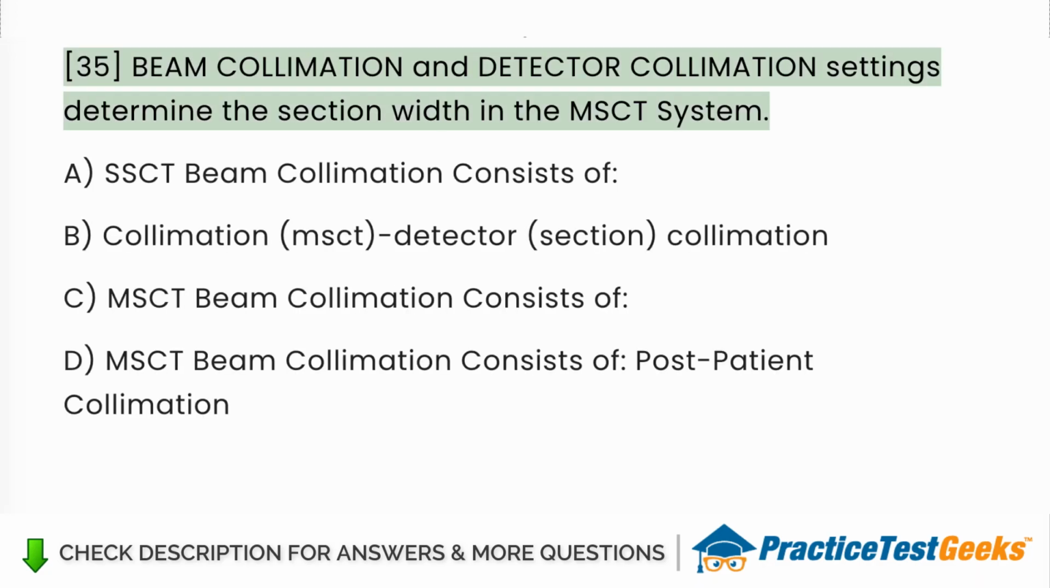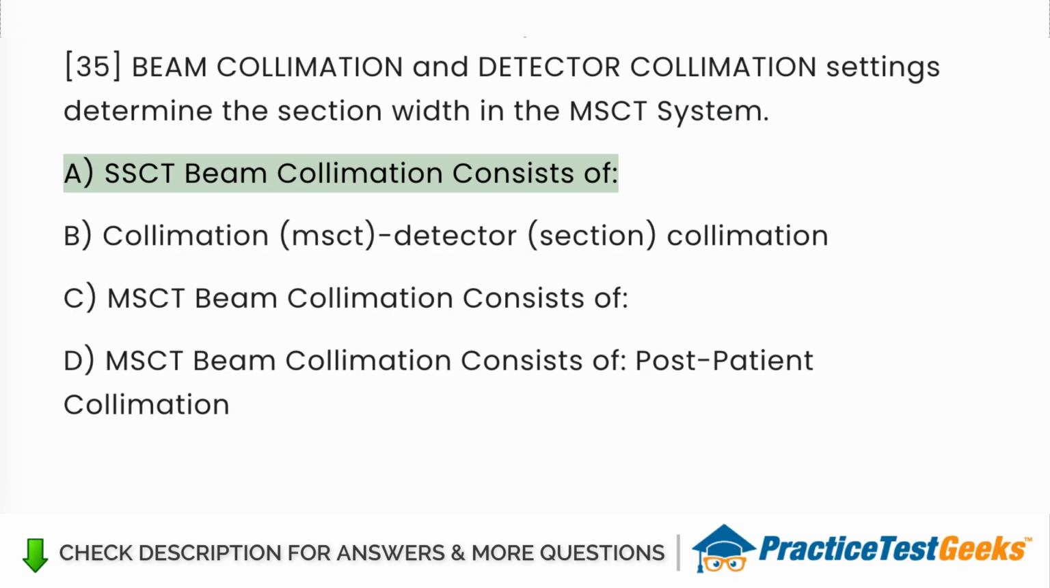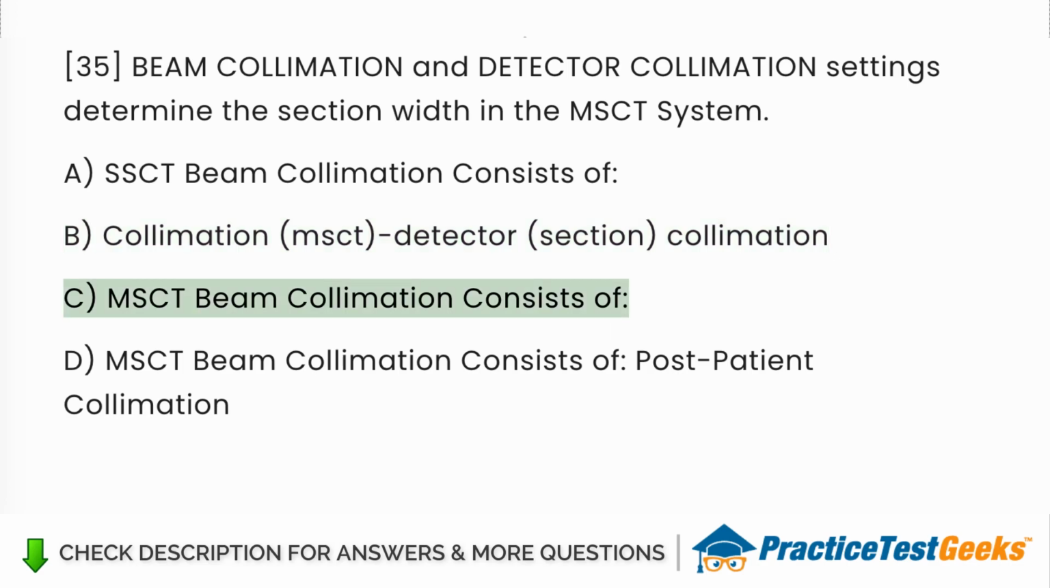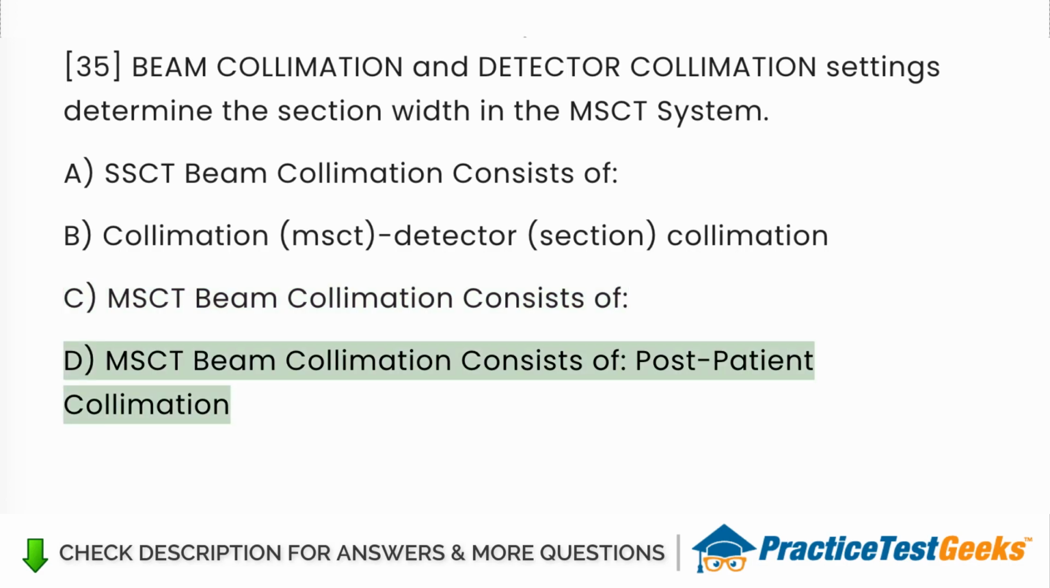Beam collimation and detector collimation settings determine the section width in the MSCT system. A. SSCT beam collimation consists of B. collimation detector collimation. C. MSCT beam collimation consists of. D. MSCT beam collimation consists of post-patient collimation.